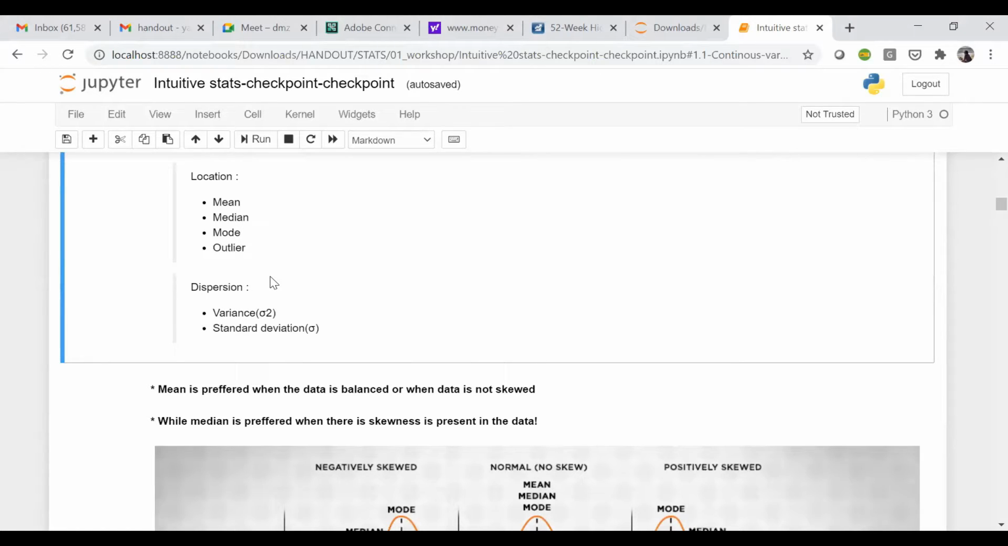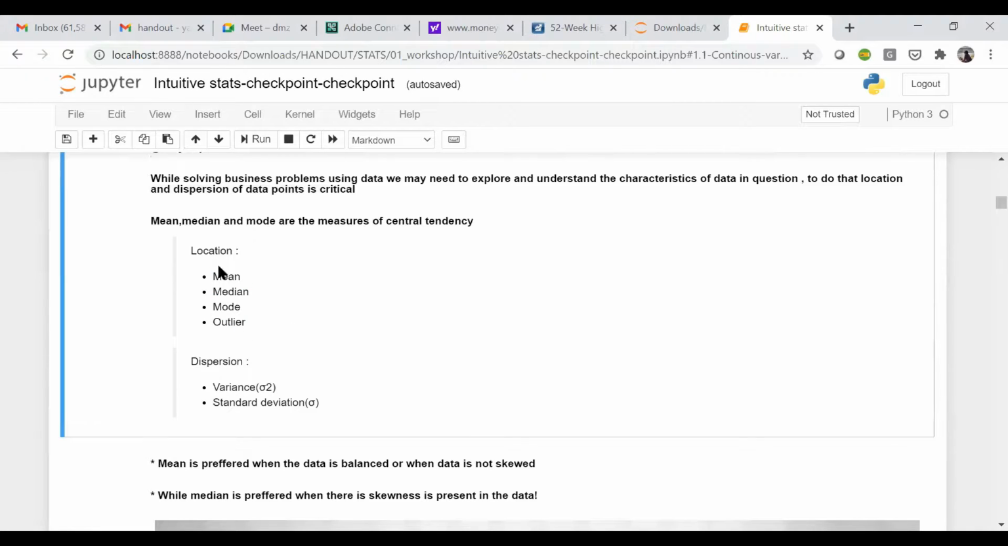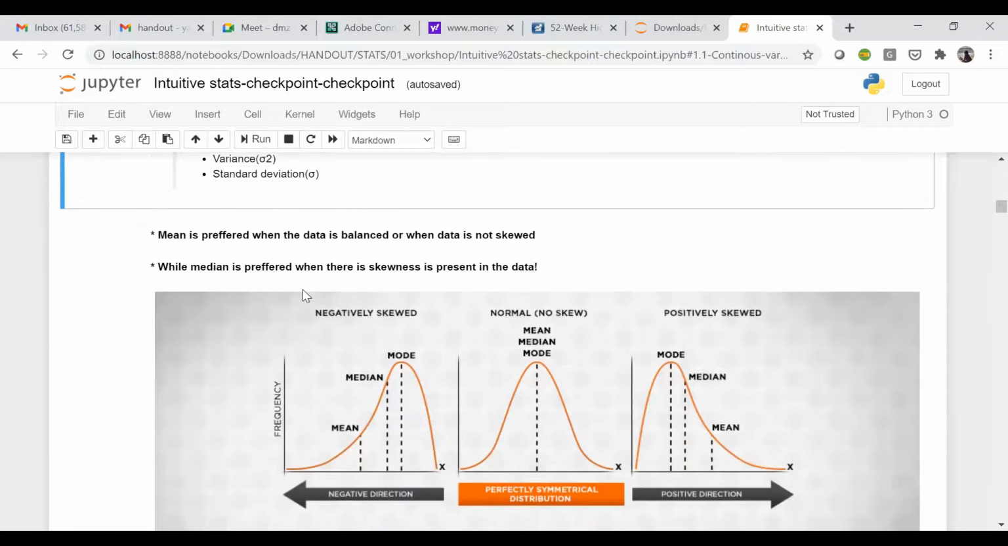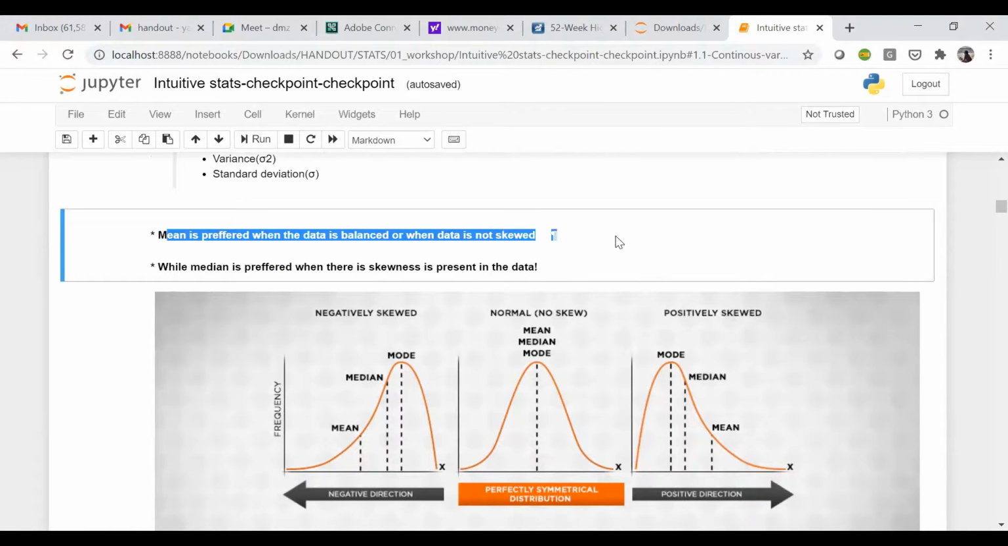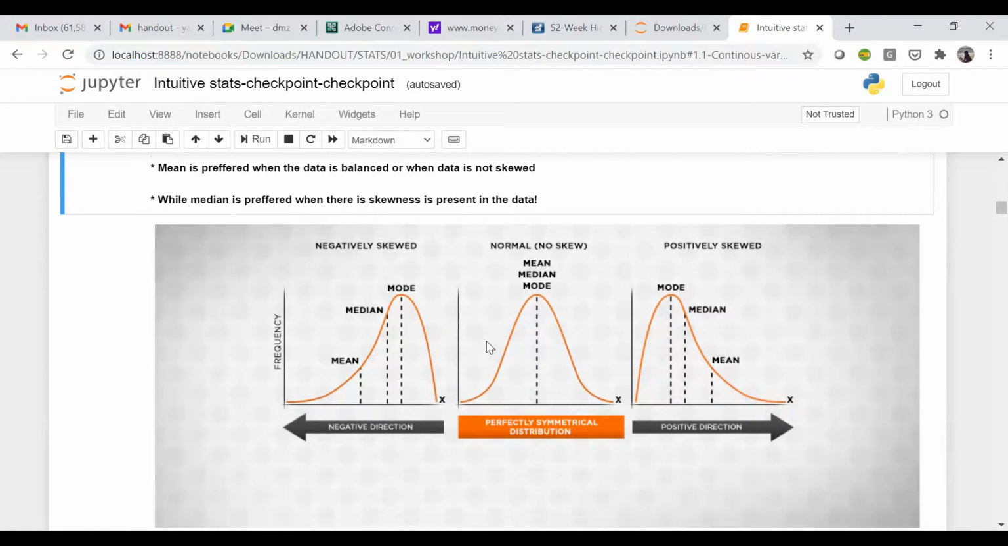And variance and standard deviation are related to each other in the sense that variance is the square of standard deviation. Now, each one of these location parameters for central tendency is used in different contexts, right? So for example, mean is preferred when the data is balanced or when data is not skewed. What do I mean when I say data is not skewed? Look at this visual that is being shown here.